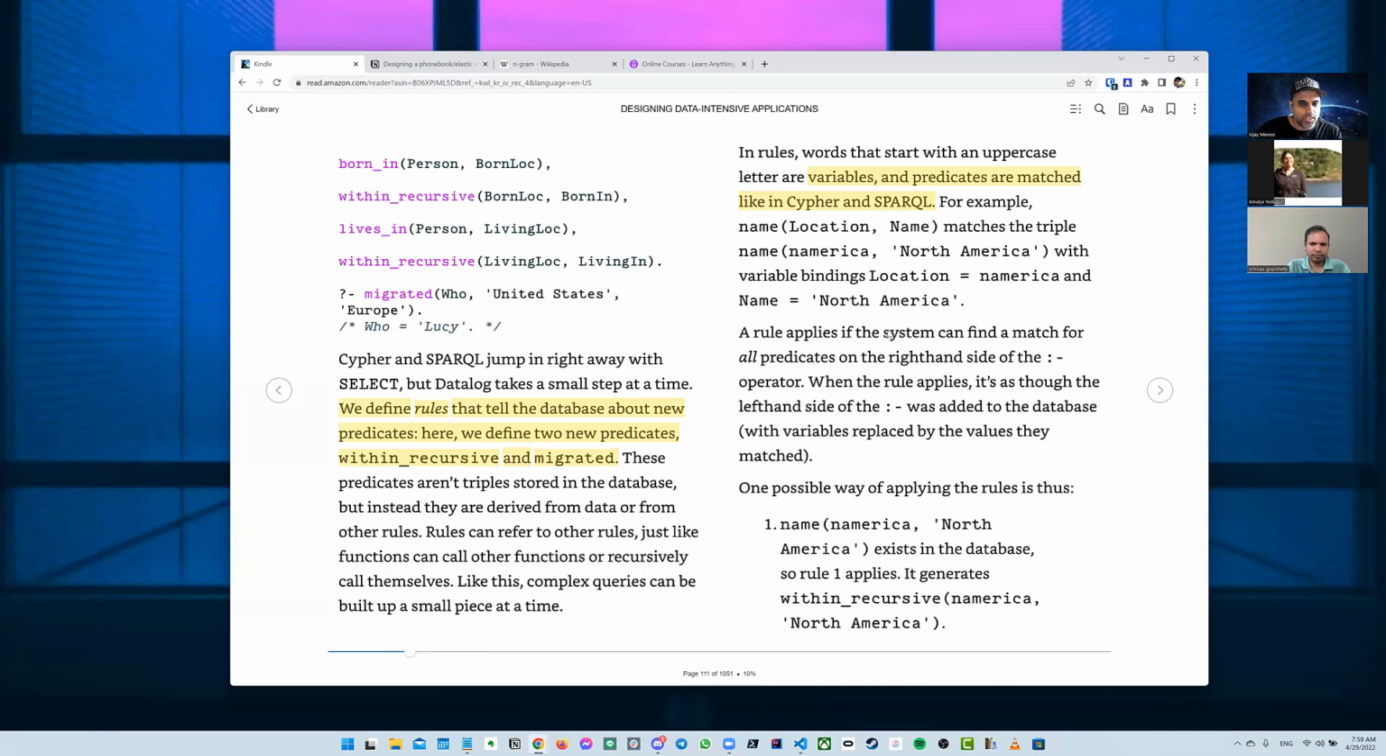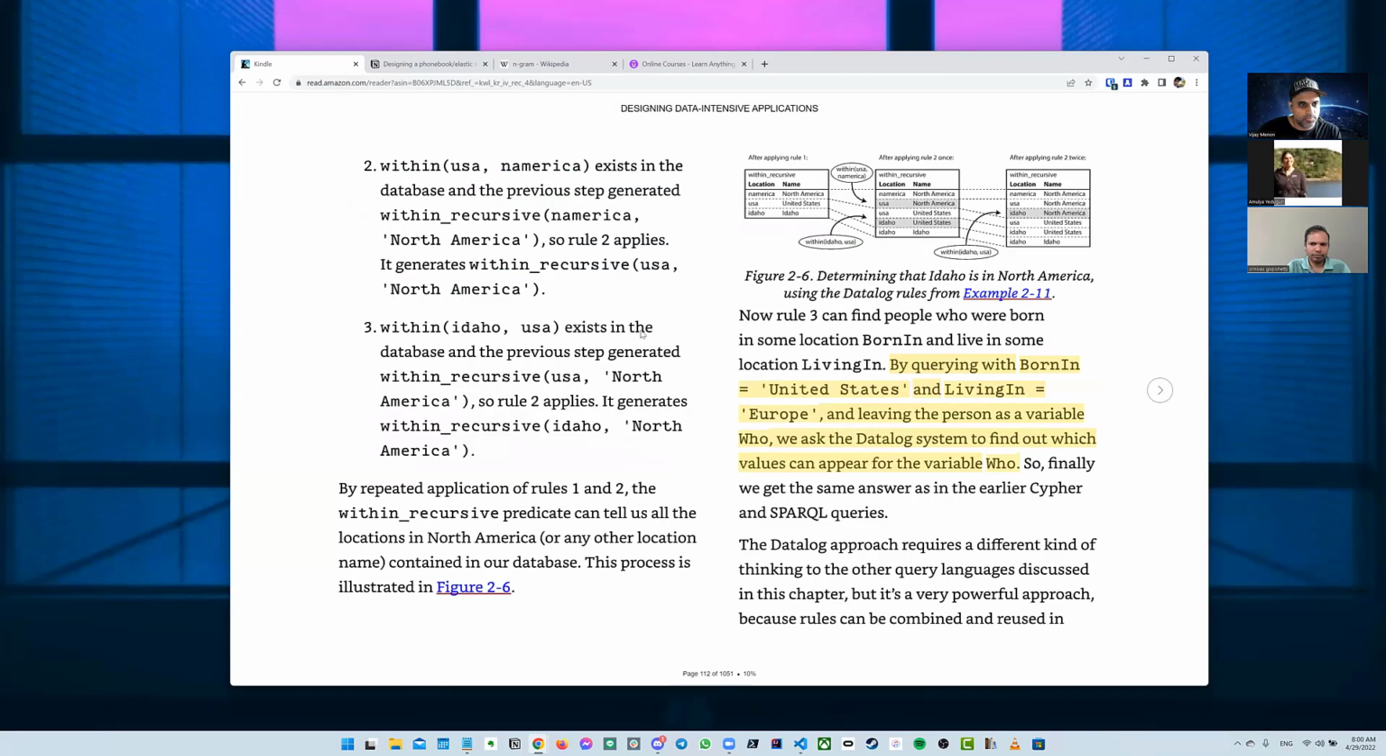A rule applies if the system can match all predicates on the right-hand side of the colon dash operator. When the rule applies, it's as though the left-hand side of the colon dash operator was added to the database. So let me see here. Here's a diagram that goes through this.